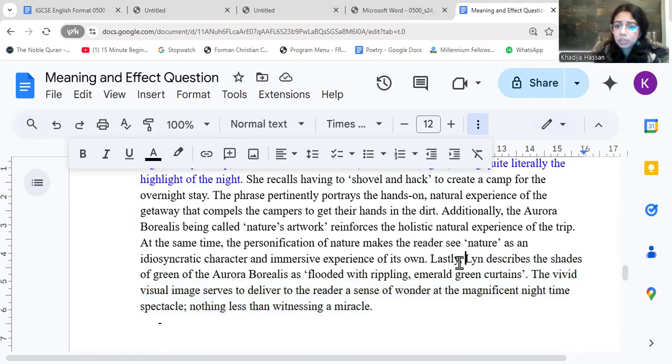So use another transitional device here. Lastly, it signifies obviously the last idea and that we're ending here. And that is pretty much it. That is your answer. A couple other things.